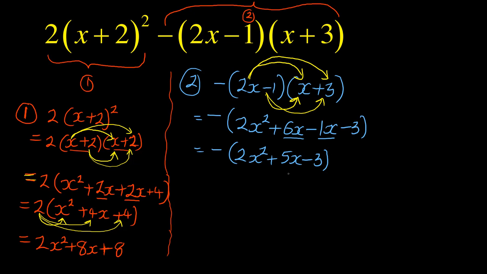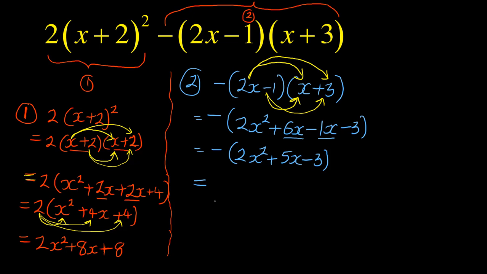There is nothing further you can do to this, because the 2x squared is different from the 5x, and the 5x is different from the minus 3. So this is the best it can become. It cannot be simplified further in terms of adding or subtracting.